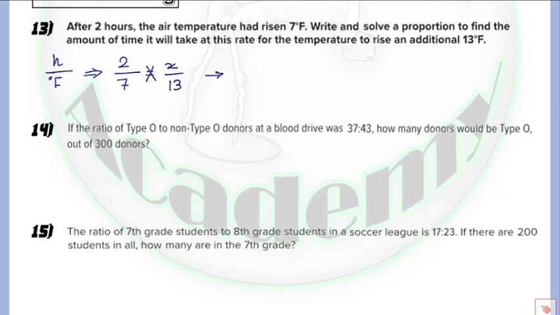We can solve by using cross multiplication. Then x will be equal to: the number which is opposite to x will be written down, and the 2 multiplied by 13 will be up. By solving the equation, you will find that the answer is equal to 3.7 hours.